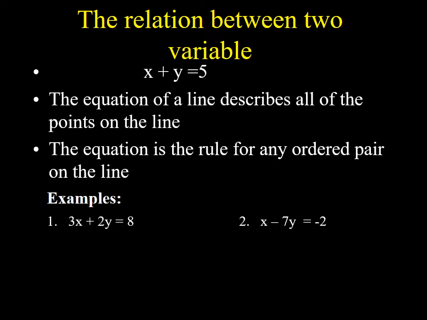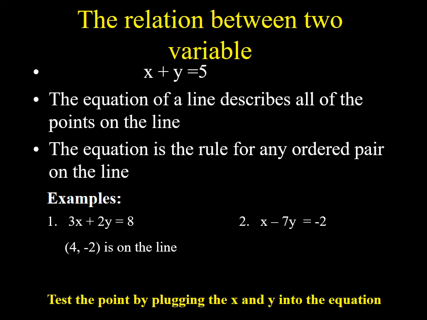For example, number 1, 3x + 2y = 8. So (4, -2) is on the line. Test the point by plugging the x and y into the equation. We will make substitution: for the 4 substitute x and -2 to y.